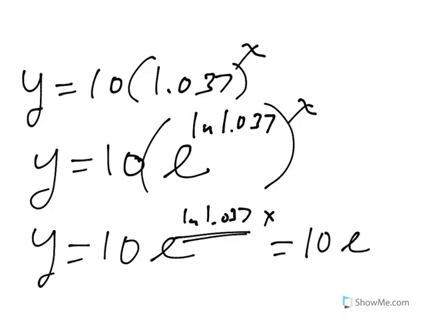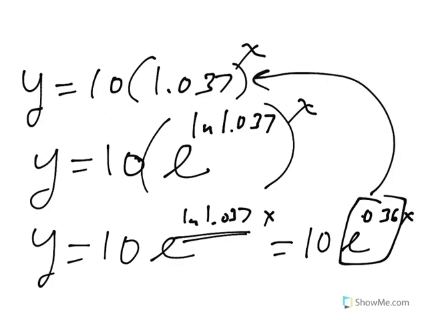So it's 10 times e to the 0.036x. So you can convert from a times b to the x into y0 times e to the kx. And you can go in the other direction by just raising e to the 0.036 power. It will get you the 1.037.